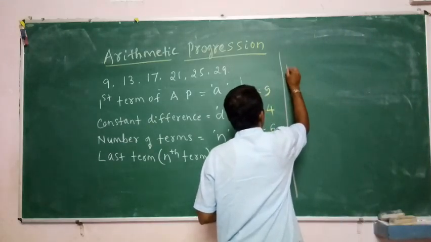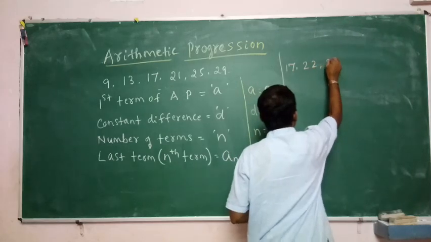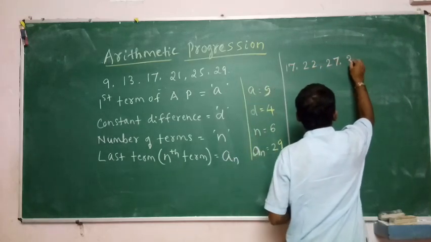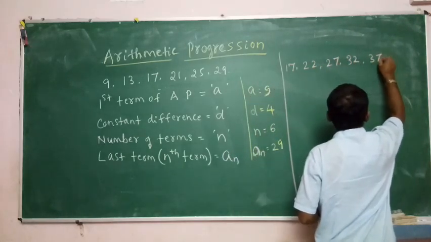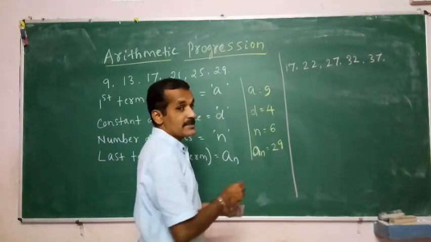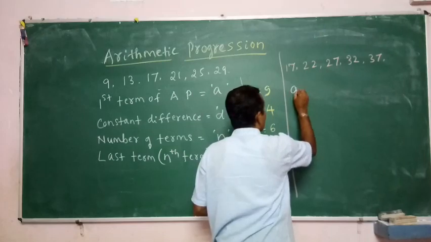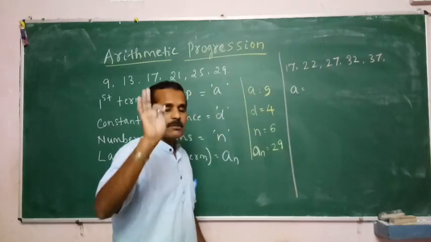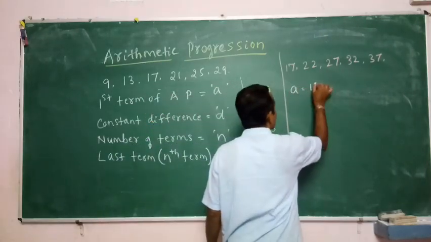I will take 17, 22, 27, 32, 37. Okay, let me practice now. A, what is it? The first term of the AP. A is equal to 17.